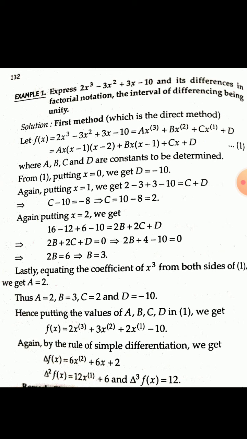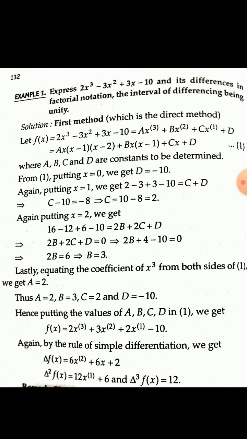In this, let f(x) equal 2x cube minus 3x square plus 3x minus 10, which can be written in factorial notation as A x^(3) plus B x^(2) plus C x^(1) plus D, which by the definition of factorial notation can be written as A x, x minus 1, x minus 2 plus B x, x minus 1 plus Cx plus D. Take it as equation 1, where A, B, C and D are constants to be determined.